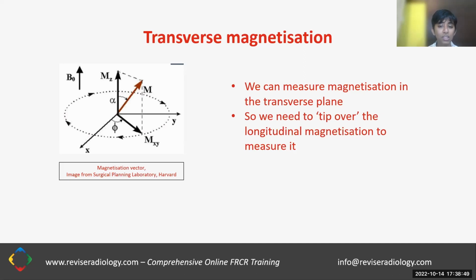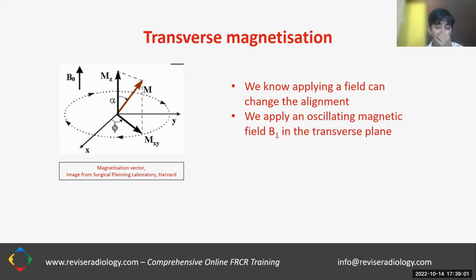So what we need to do is tip over the longitudinal magnetization to measure it. The longitudinal magnetization is like this. We need to make all of it like this to measure it. So we already know that applying a field can change the alignment of a magnet. So what we do is we apply an oscillating magnetic field B1 in the transverse plane. Now imagine that all the protons together are like one spinning magnet.